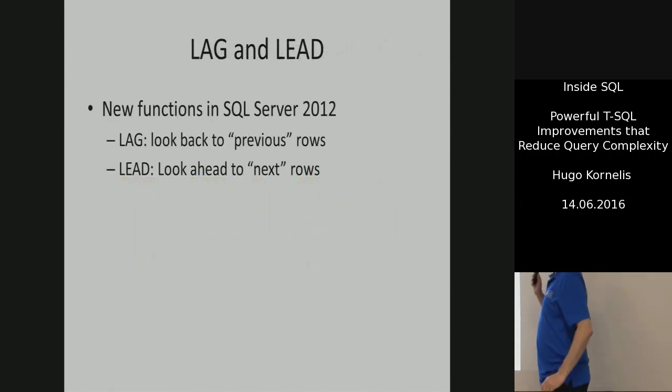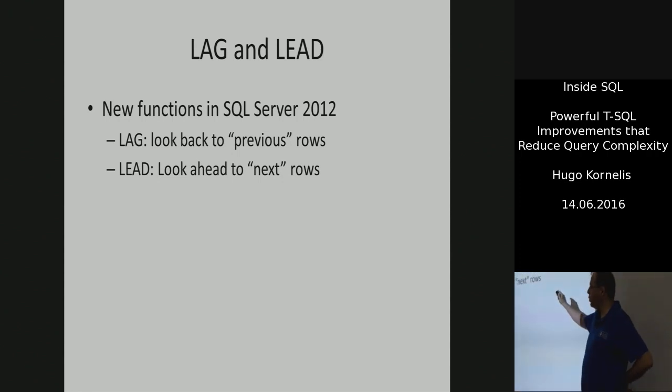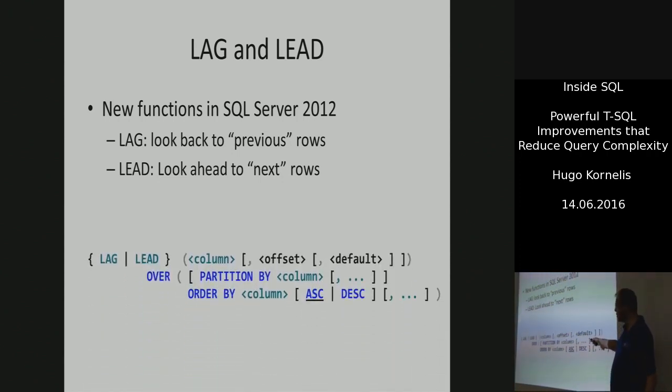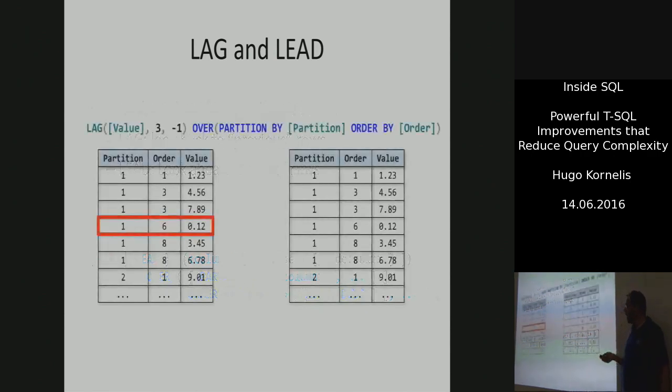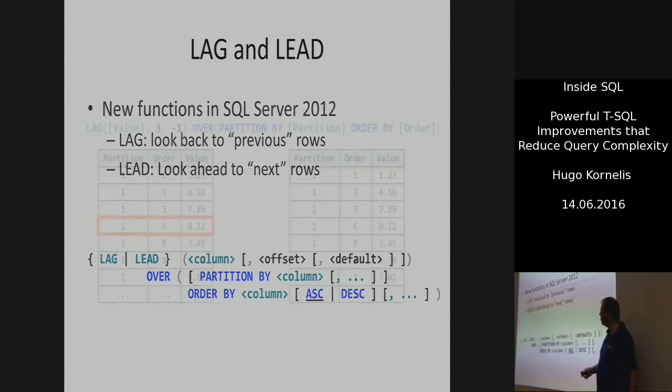And I also have some slides to explain this. Lag, look back to the previous row. Lead, look ahead to the next rows. That's the syntax. And how does this work? Well, as you saw in the syntax, I used a lag column, but there's also an offset and a default parameter. I didn't use them in my demo, but what happens when you do use them?